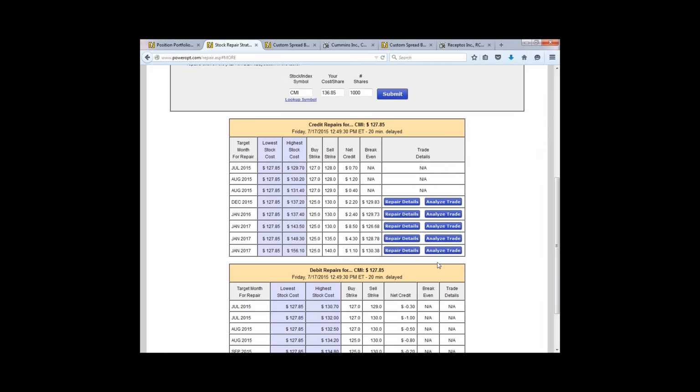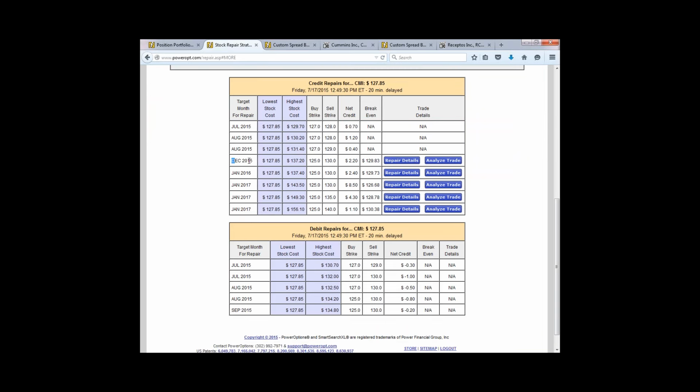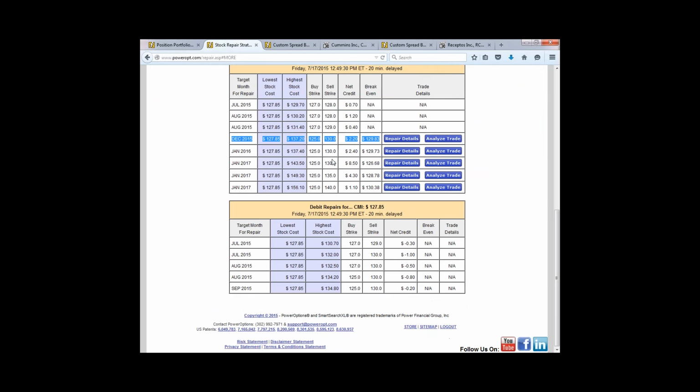And we have a problem. There are ratio repairs that have been built, but notice that the only ones available are the ones out to December 2015. Why is that a problem for my current position? Well, if I did own 1,000 shares of stock, and my cost basis was 136.85, and I performed this ratio by selling 2 130 December calls and buying 2 125 December calls.